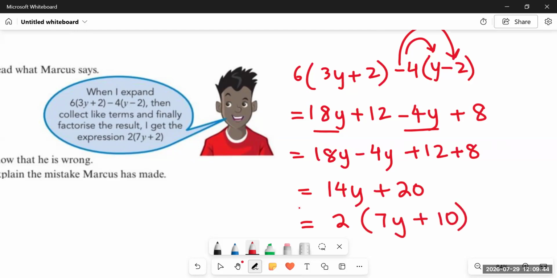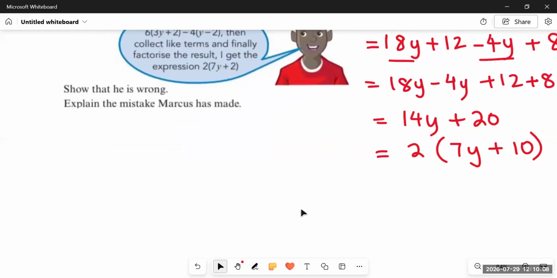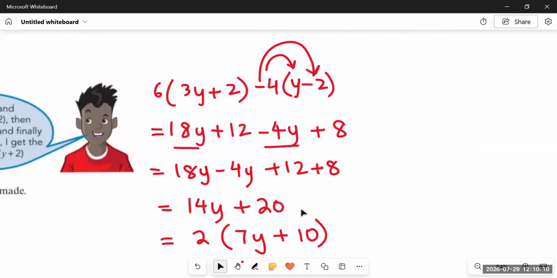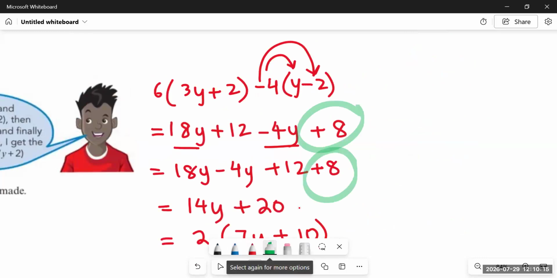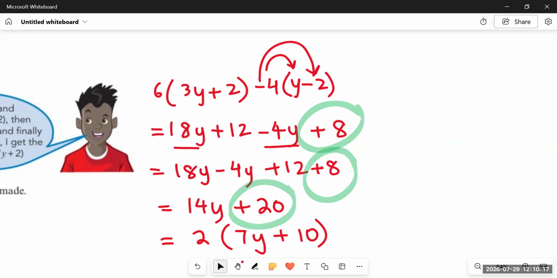See, he made the same mistake. He did not expand the terms correctly because he might have written minus 4 times minus 2 as minus 8. Therefore, 12 minus 8 is 4, and upon factorizing 14 with 4, he will get 2 outside, and then 2 2s are 4. Therefore, he is not getting the correct answer and is getting 2 instead of 10, right? So he did not expand the brackets correctly. It's supposed to be plus 8 and he is getting minus 8. This is the mistake he has made.